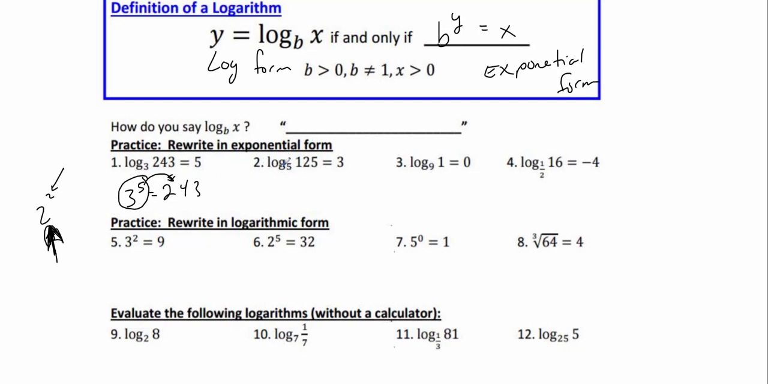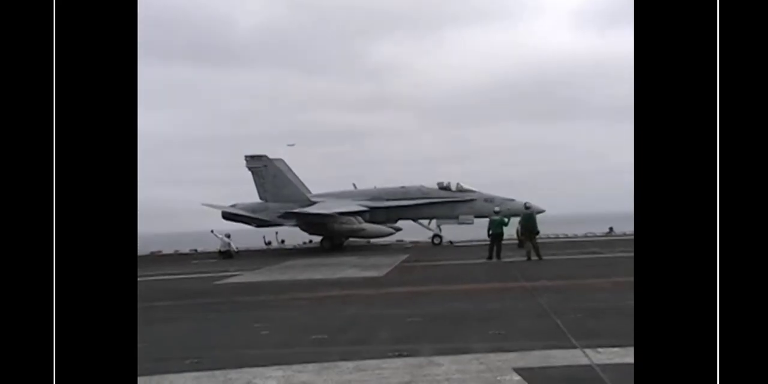Number 2 here, again, I want to write it differently. So take the base. Base is 5. What is the y value? Well, that's 3. So 5 to the third equals 125. That's pretty self-explanatory right there. I want you guys to pause the video and try the next 2 problems.